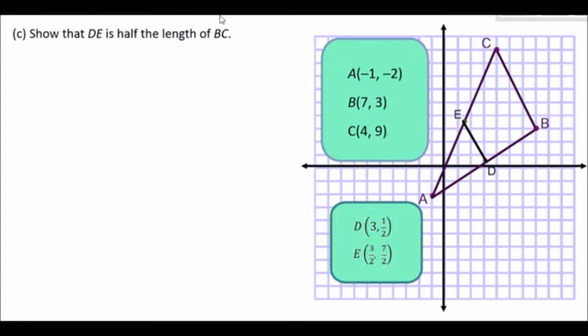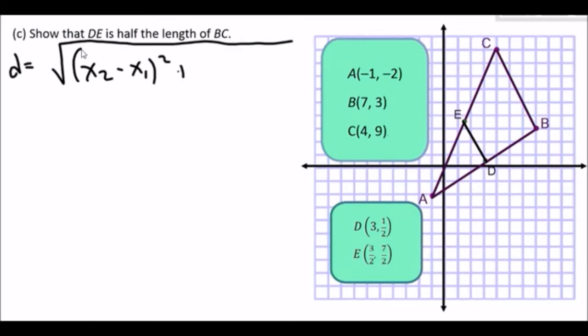So here's the formula that you should know for the length of a line segment, or the distance between 2 points. It's a big square root of x2 minus x1 squared plus y2 minus y1 squared.